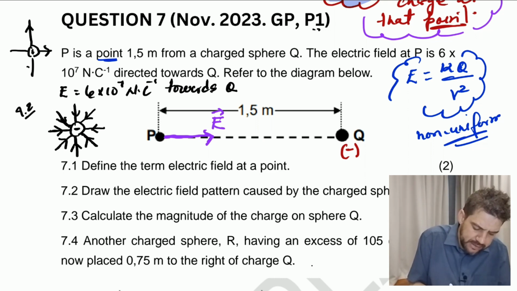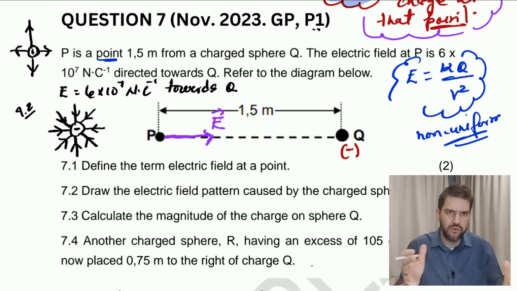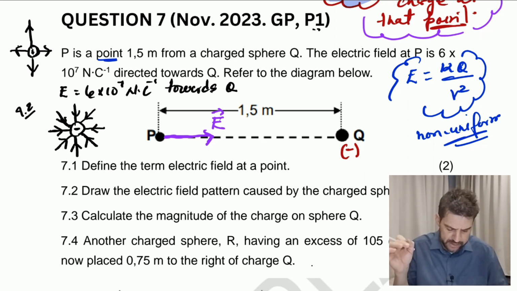Now, let me tell you something important. The more lines you draw, the more probability of making mistakes. So please, you don't have to draw 100 lines. A few lines will be enough to draw a nice pattern here. Now, question 7.3: calculate the magnitude of the charge on sphere Q.